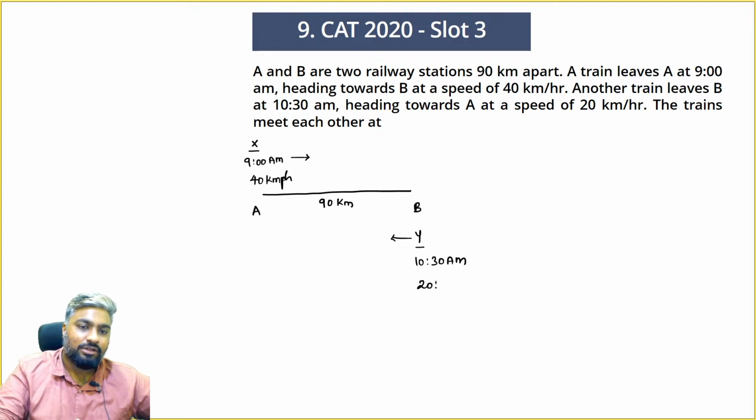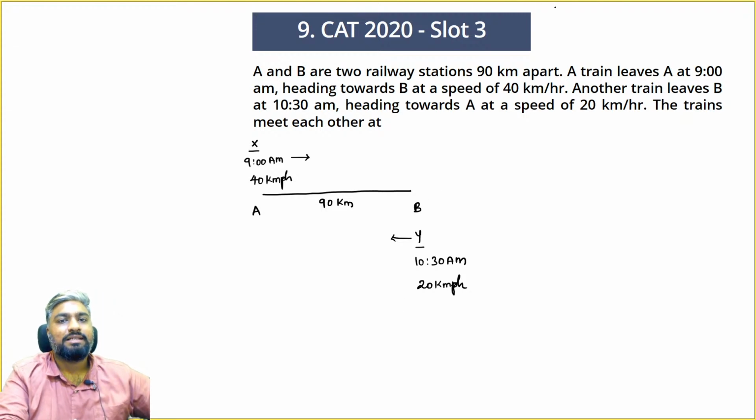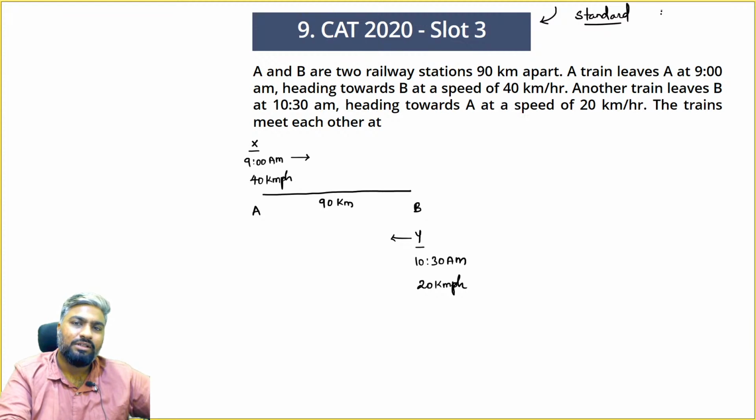This is actually a very standard question. It came in as a surprise when this was asked. It is not very complex or difficult. This is your LOD 1 question. Level of difficulty for this question is 1 because we've solved so many of this type. They're asking, the trains meet each other at what time?